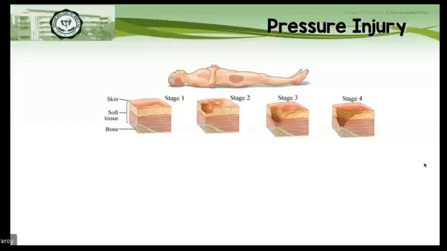Tissue injury from pressure necrosis occurs most commonly over bony prominences due to the inability to redistribute forces. So it most commonly affects your ischial tuberosity, greater trochanter, sacrum, and the heel.